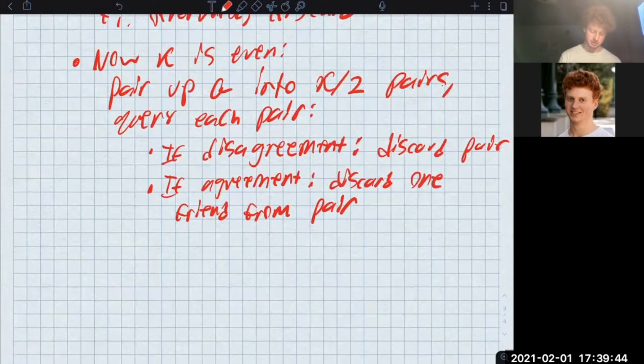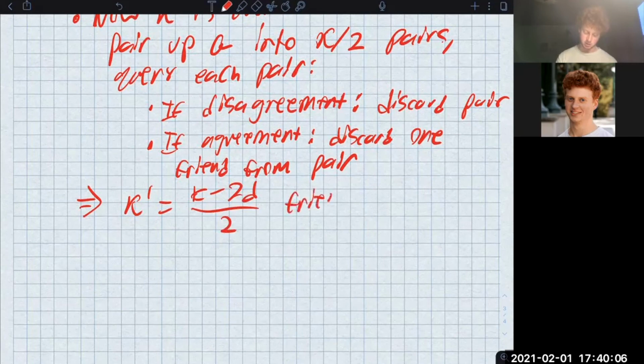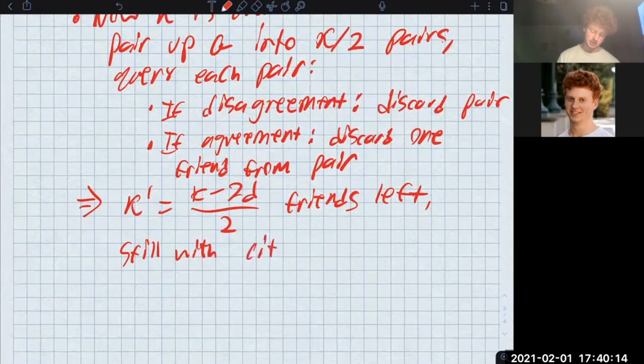And this goes like, for each pair, we follow this little pattern: if it's a disagreement, discard the whole thing. If it's an agreement, we just pick one person at random from the pair and discard them. And then that leaves us now with k prime, which is equal to k minus 2d over 2 friends left, still with citizens outnumbering werewolves, as we discussed above.